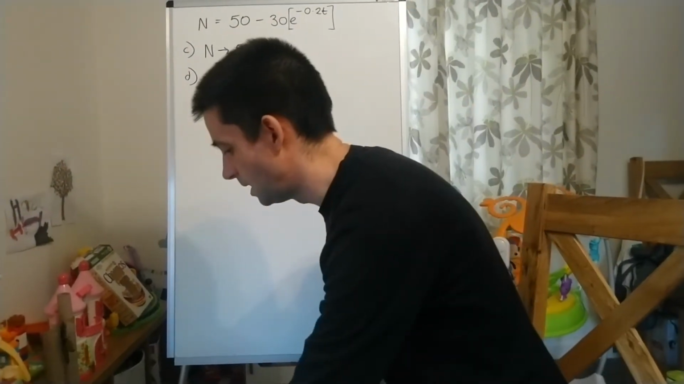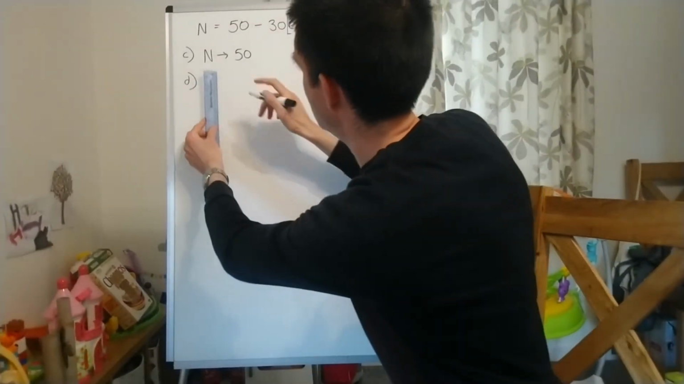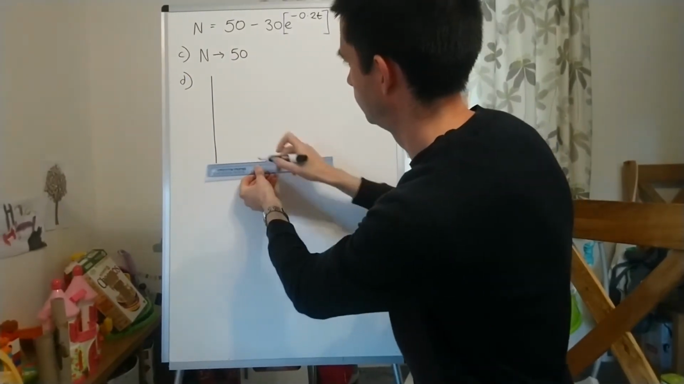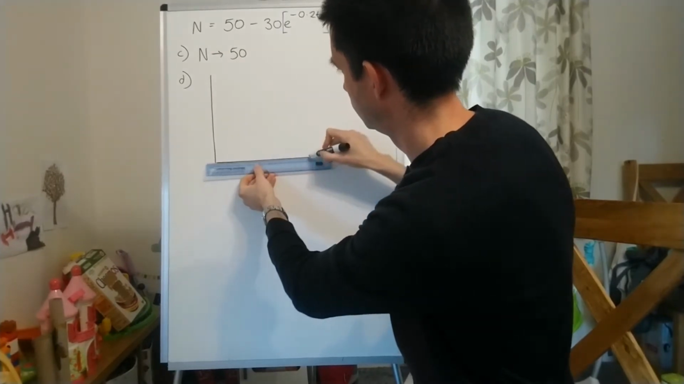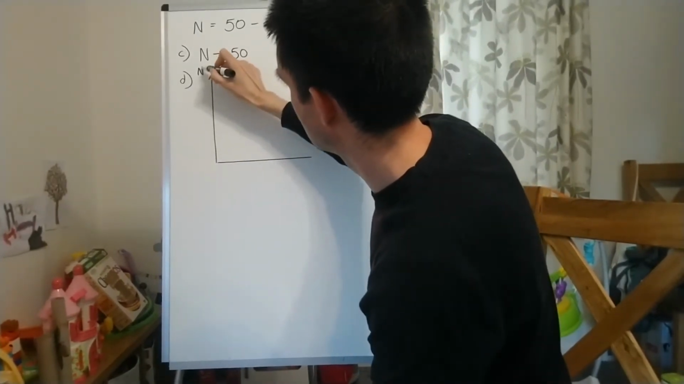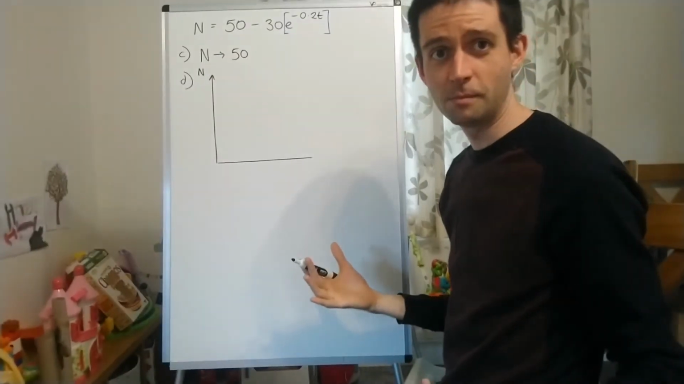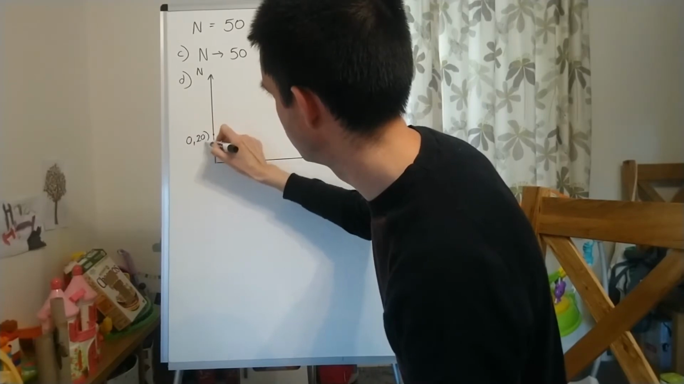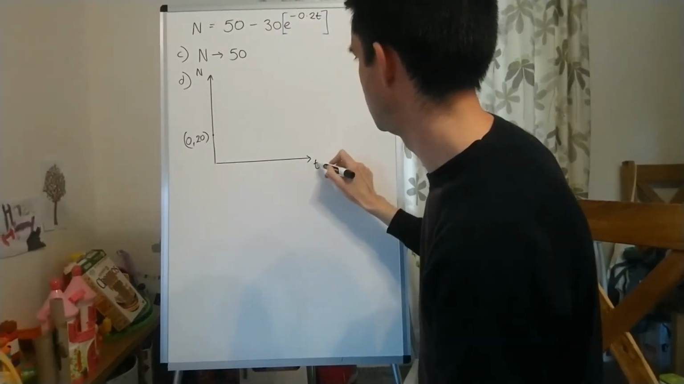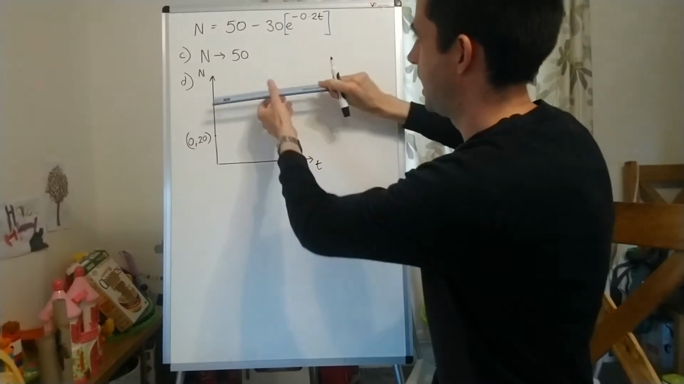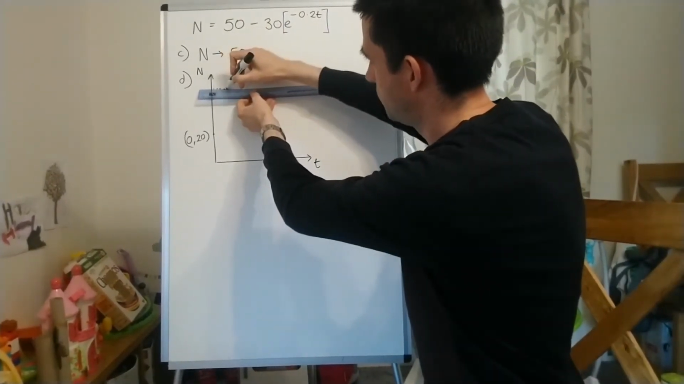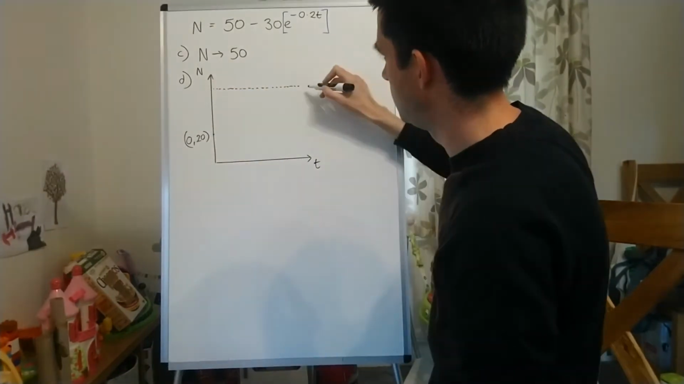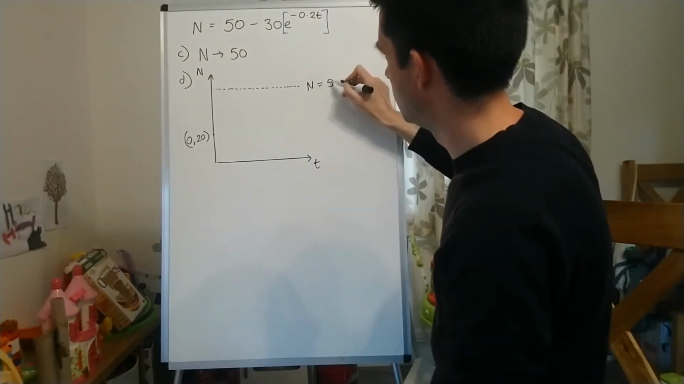Now, the intercept, first of all, with the n axis, this one here, it's going to be our initial value that we found out in part A, so 20. So it's going to be 0, 20. This is our t-axis here. And we've got this asymptote at n equals 50. So that is the long-term prediction. This value, n equals 50, is the upper limit of the number of daddy longlegs.